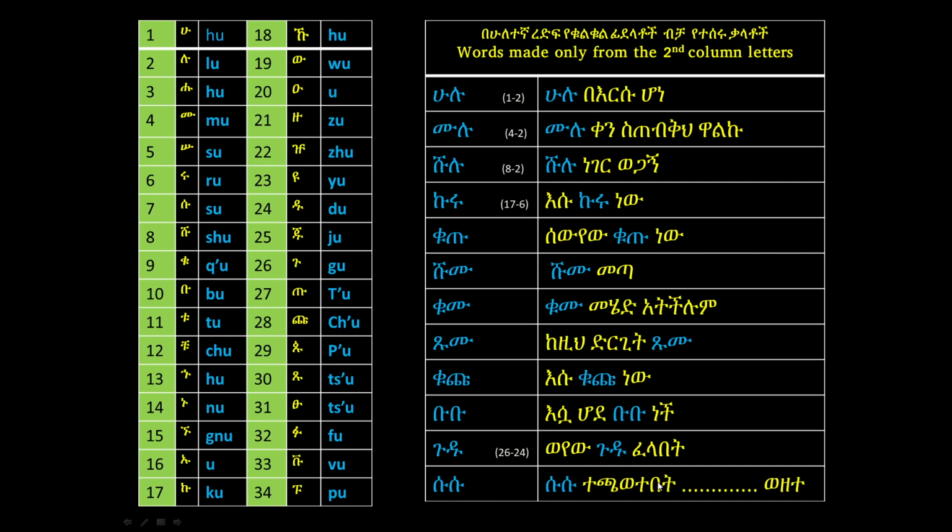The numbers here are just to show you the location of each letter. If we take for example ሁሉ, number 1 and 2, 1 indicates the location of hu, 2 indicates the location of lu. Similarly, if we take kuru, ku is number 17. Ru is number 6.